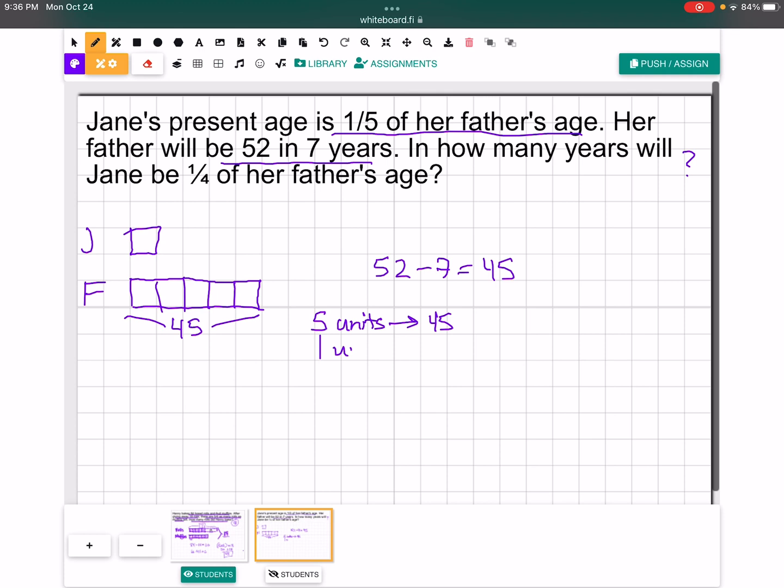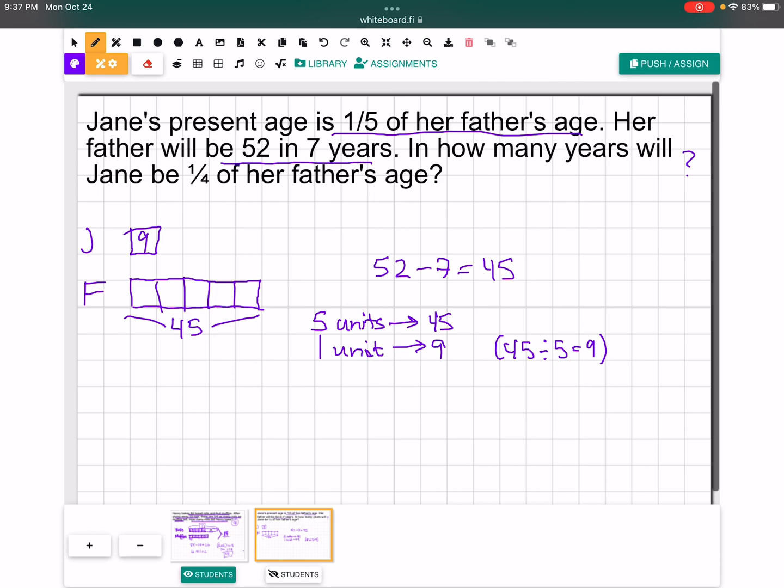So 1 unit is 9, okay? And that would be 45 divided by 5. Okay, so that means that now Jane's age is 9 years old. Okay, so let's see, is there any other piece of information we can glean from this model that we have shown?